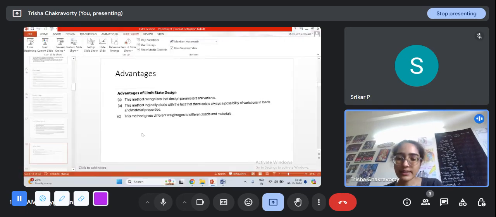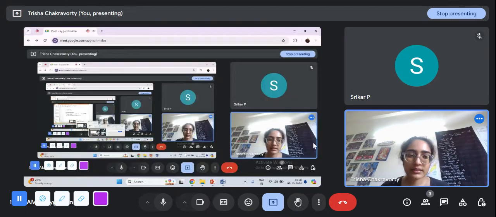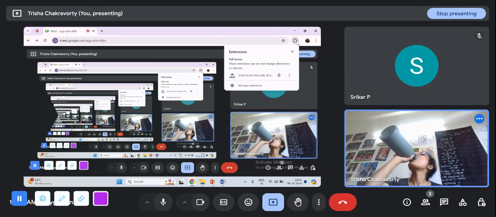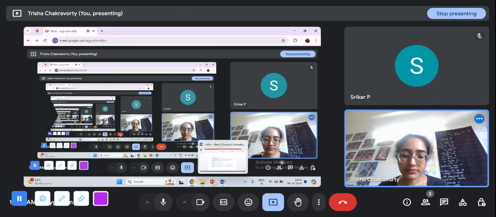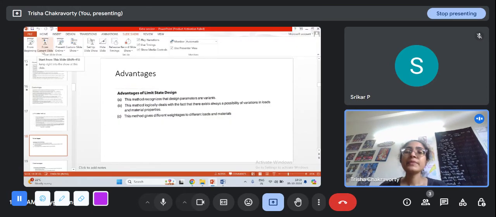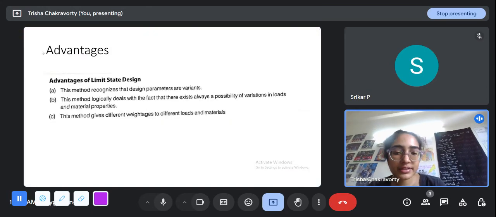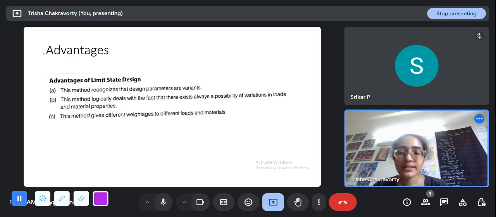Advantages of limit state design. This method recognizes that design parameters are variable, even the loads. This method logically deals with the fact that there always exists a possibility of variation in loads and material properties. This method gives different weightages to different loads and materials.